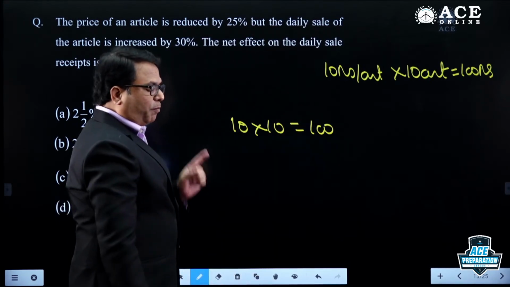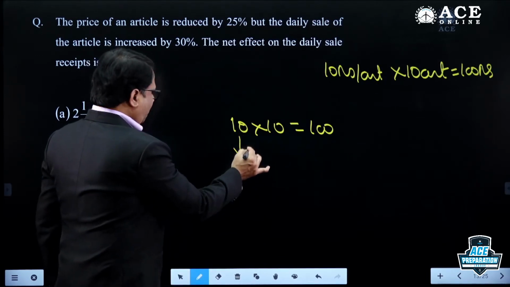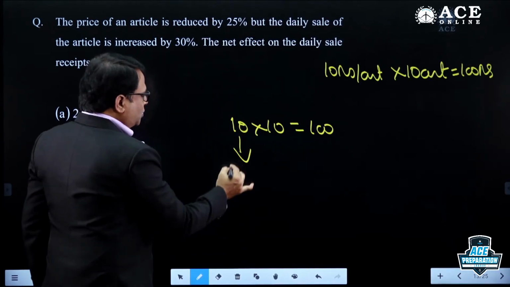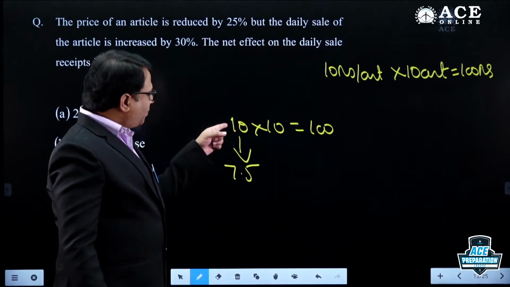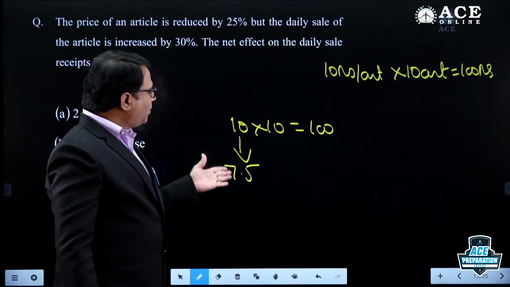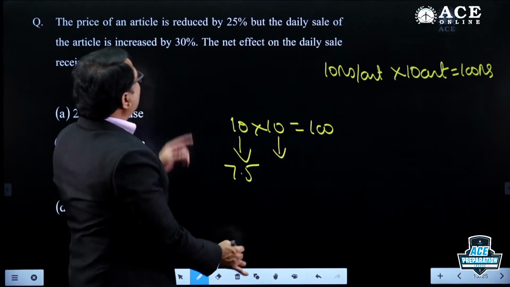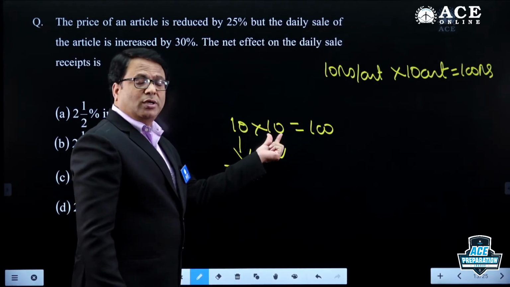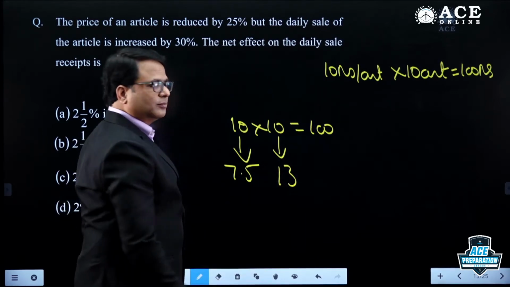Okay. Now, price is decreased by 25%. That means earlier the price was 10. Now when it is decreased by 25%, this 10 rupees will become 7.5, that is 7 rupees 50 paise. Then number of articles. Sales increased by 30%. Earlier 10 articles were sold. Now it is increasing by 30%. That means 13 articles are sold.